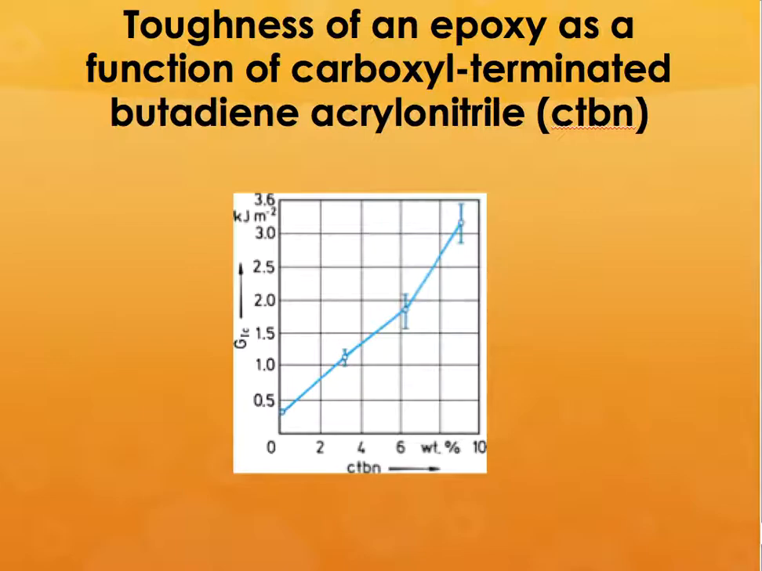So, if you had additives added to that, you can actually increase the toughness of these materials. So, here is a representation of toughness versus percent carboxyl terminated butadiene acrylonitrile. You can see that even at 6% you have almost 3 times the fracture toughness.